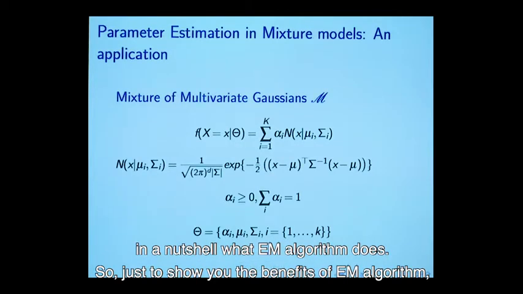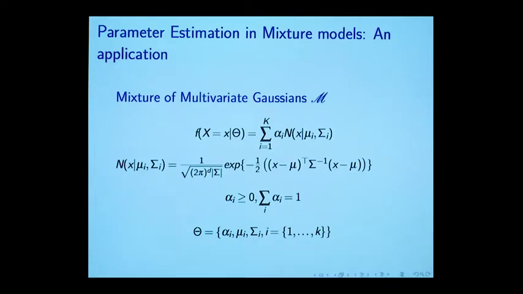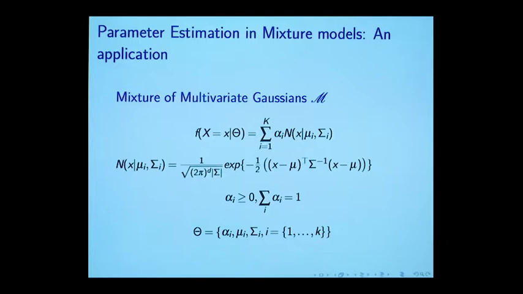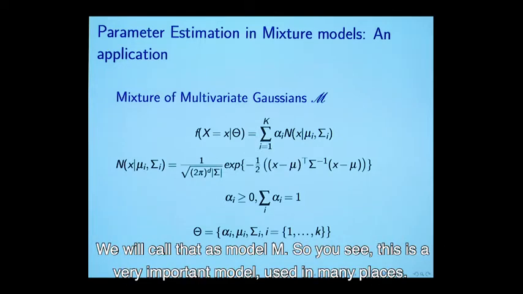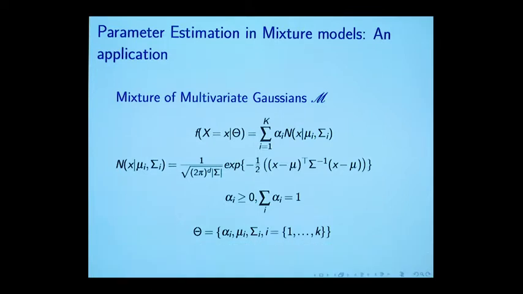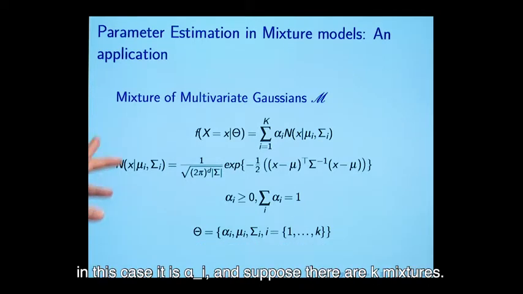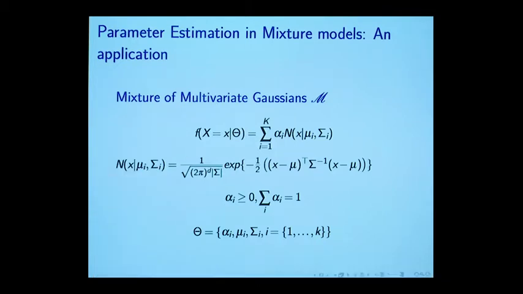So, just to show you the benefits of the EM algorithm, let us try and apply it to a latent variable model. In this case, we will apply it to a mixture of multivariate Gaussians, and we will call that model M. This is a very important model used in many places. What you are given is a mixture distribution. A mixture distribution is given by mixture weights, in this case alpha i, and suppose there are k mixtures.